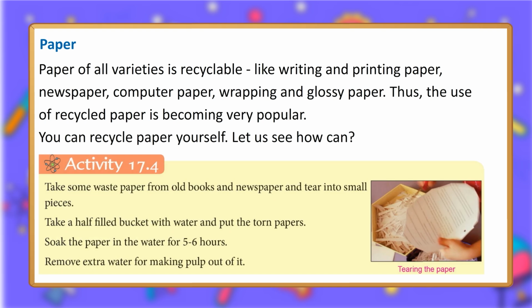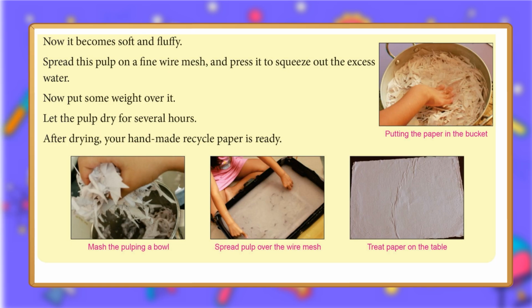Activity 17.4. Take some waste paper from old books and newspaper and tear it into small pieces. Take a half-filled bucket of water and put the torn papers in. Soak the paper in the water for 5 to 6 hours. Remove extra water to make pulp out of it. Now it becomes soft and fluffy.